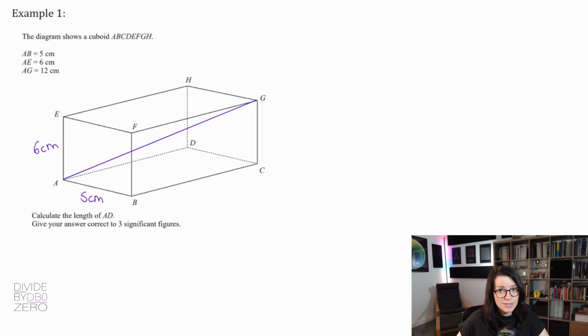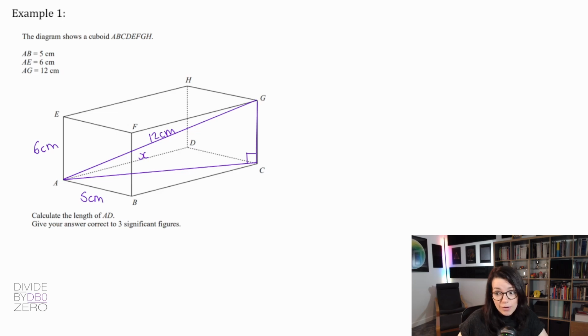The trick to these questions is to visualize two-dimensional right-angled triangles inside the 3D shape. So we can see here that that diagonal is actually the hypotenuse of a right-angled triangle sitting inside that cuboid there. We're told that that length AG is 12 centimeters. The goal for this question is to find the length of AD. So I'm going to label AD with an X as a reminder that this is what we need to find.